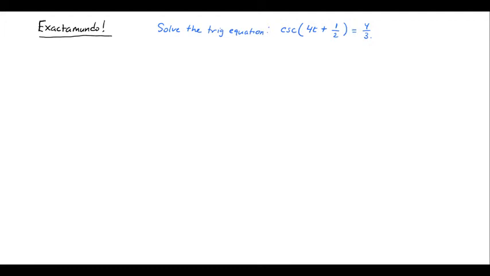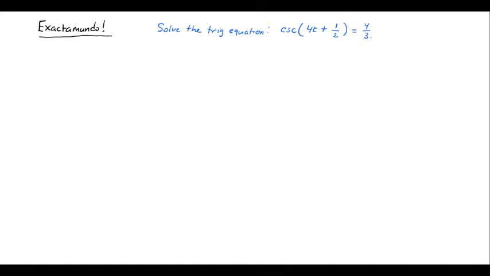Hello Math 1093, this is Dr. P with Exactamundo. I want to practice solving one more trigonometric equation that is a little bit different from the examples we've done in the other videos because this involves the cosecant function and it has some stuff going on in here that we'll have to unravel, and then we get this funny value here, 4/3 after taking the cosecant.